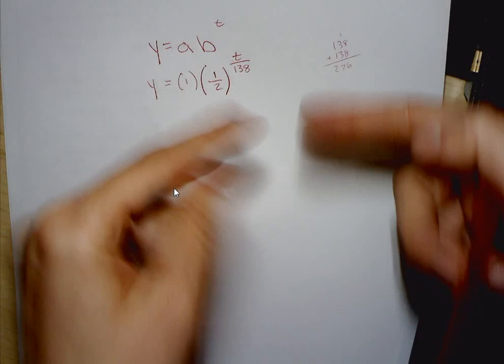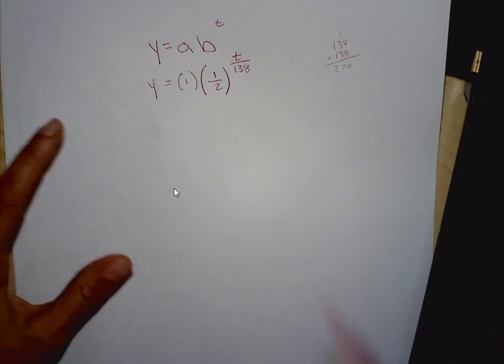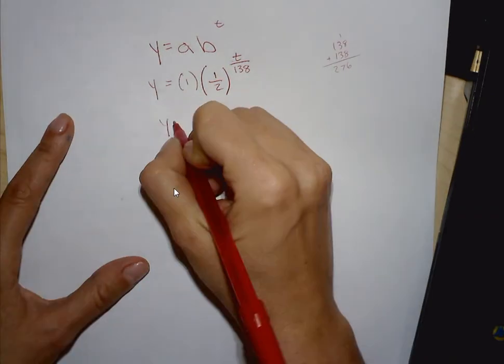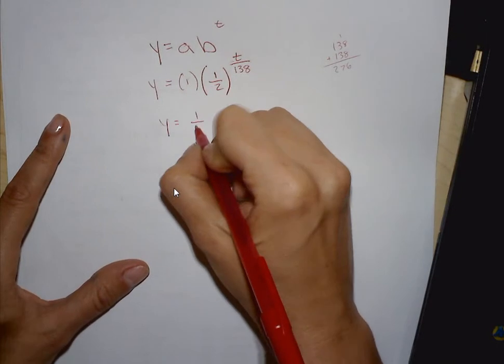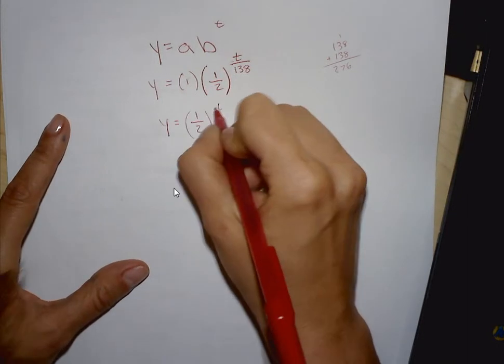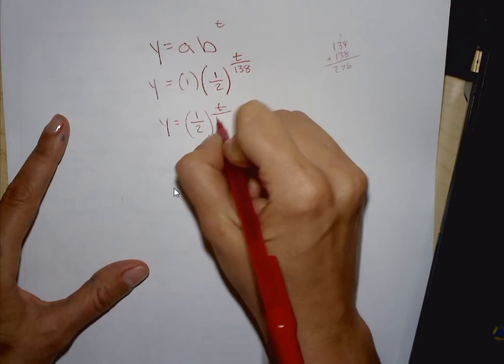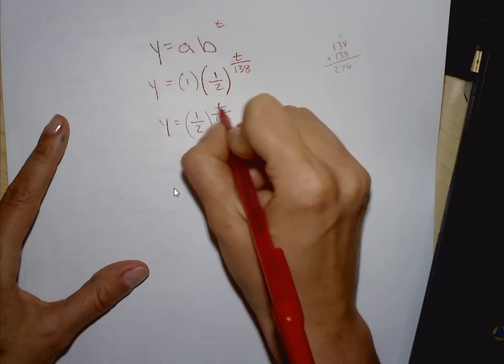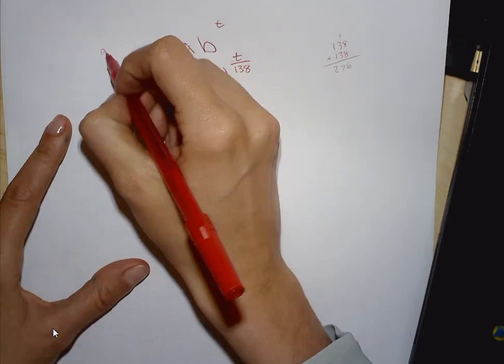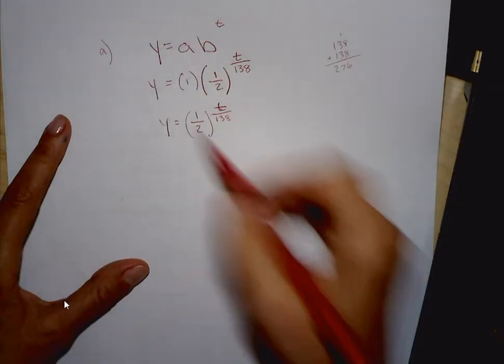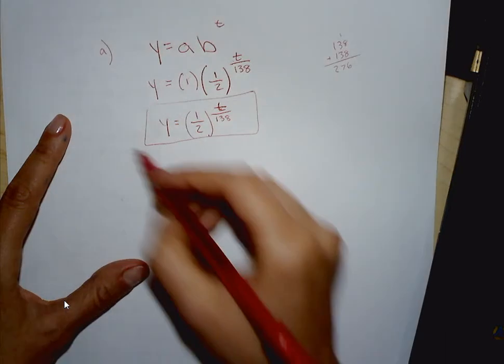All right, so my equation is going to be y is equal to, I'm going to get rid of this 1 because it's going to be invisible now, 1/2 to the t over 138 power. Okay, so that was the first part of the question. Now let's go on to the second part.